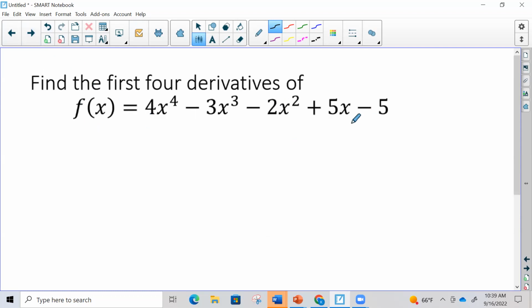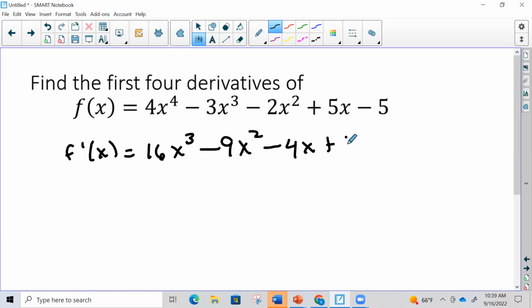And so this one says find the first 4 derivatives of f of x equals 4x to the 4th minus 3x cubed minus 2x squared plus 5x minus 5. So the first derivative is 4 times 4 is 16x, and then we subtract 1, cubed, minus we get 9x squared minus 4x plus 5, and then the derivative of a constant again is 0.